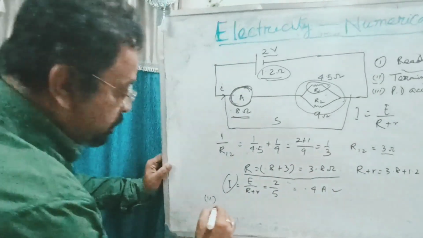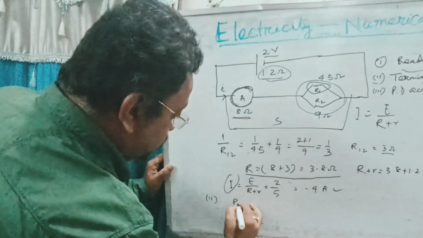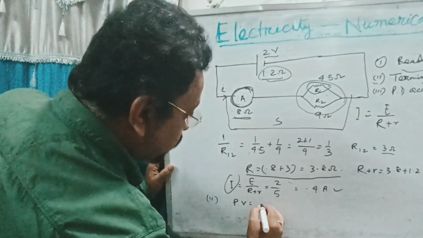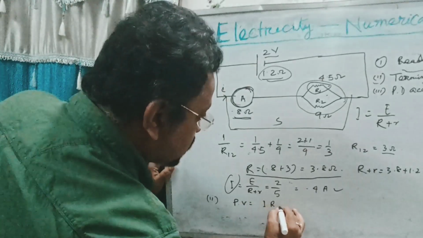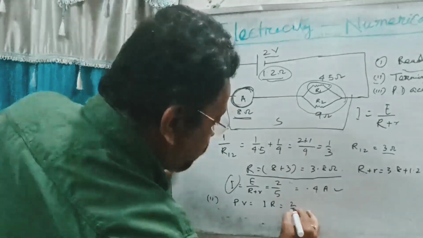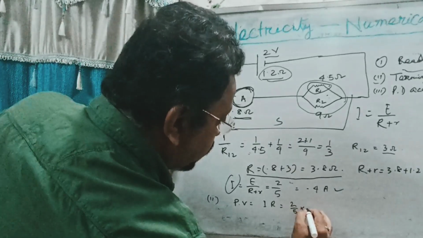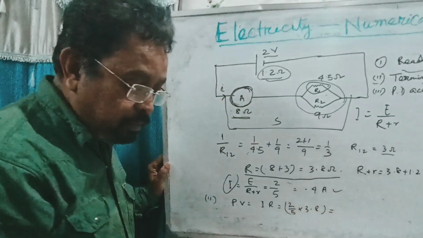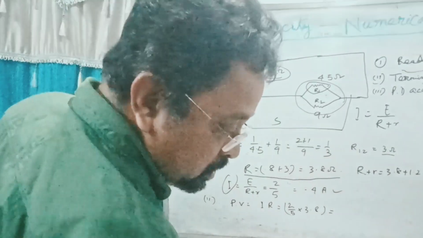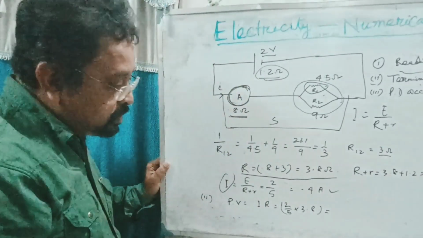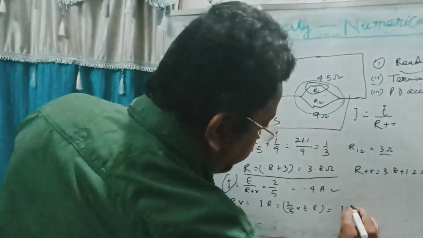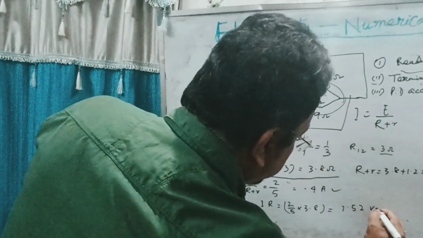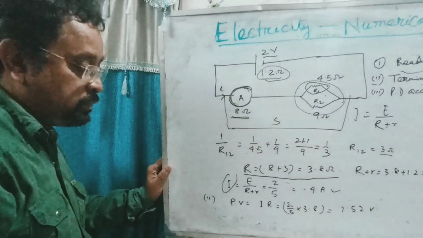So the terminal voltage is equal to I into R. What is the value of I? That is 2 by 5 into R, that is 3.8. So this value is 2 by 5 into 3.8. This is coming around 1.52 volt. So this is your terminal voltage.